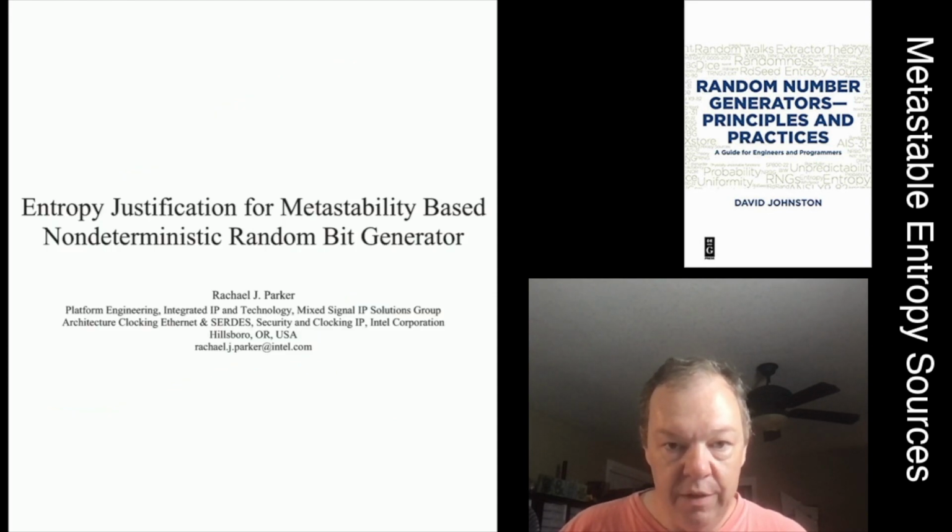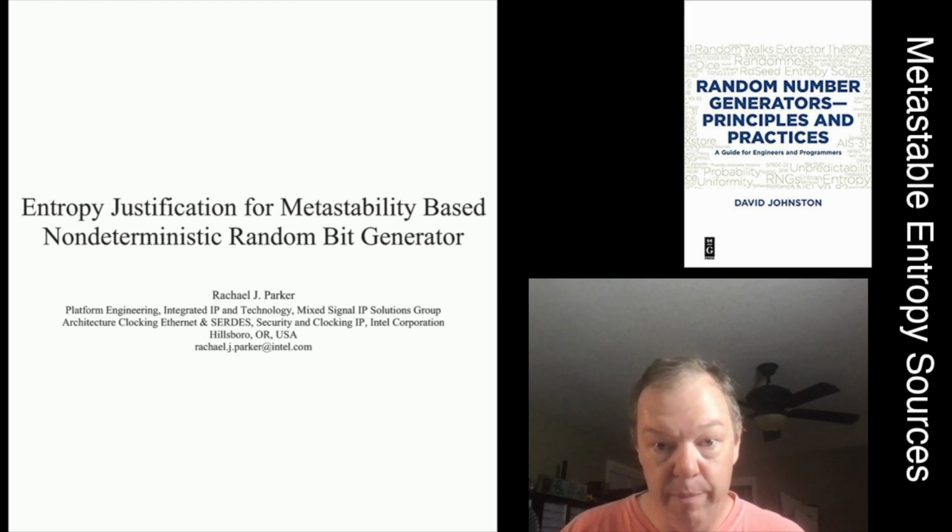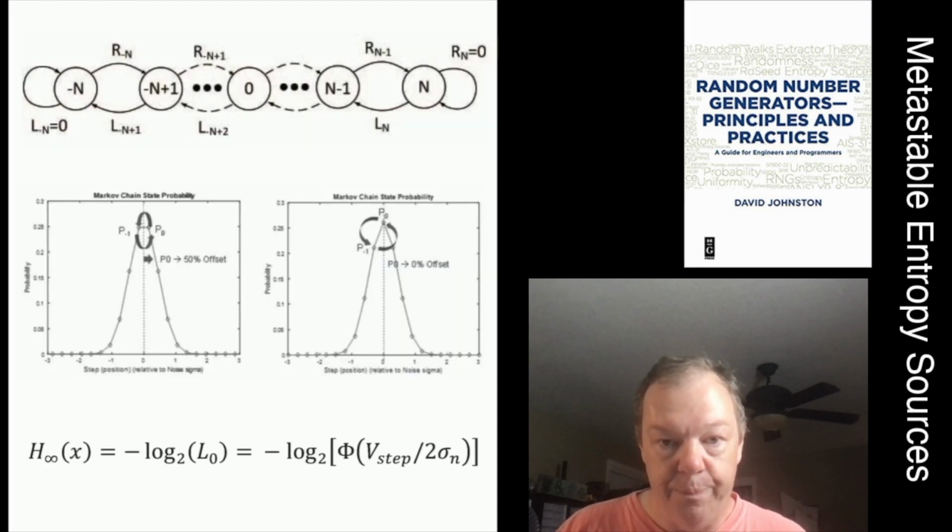Now there's a paper. This is by a colleague of mine called Rachel Parker. Entropy justification for metastability-based non-deterministic random bit generators. And in this paper, Rachel makes a model of this entropy source. And what we have here is a Markov chain with a set of probabilities. And what the Markov chain is representing is where are we on the metastability curve. With this, you can think of this curve representing the probability of moving away from the middle.